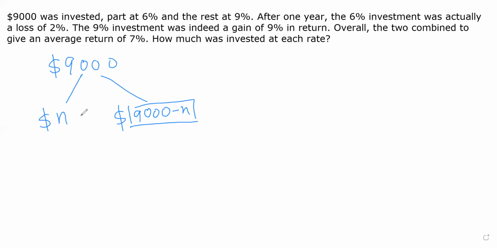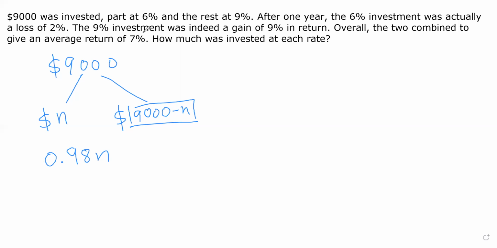Now, unfortunately, the 6% investment was actually a loss of 2%. So after 1 year, you actually only have 98% of your original N. You only keep 0.98 times N. This is what happened to the amount that was invested: it was actually a loss, so only 98% of the original N is still there, and 2% is lost.